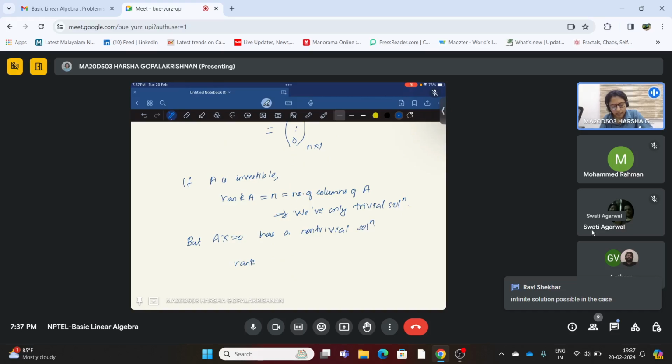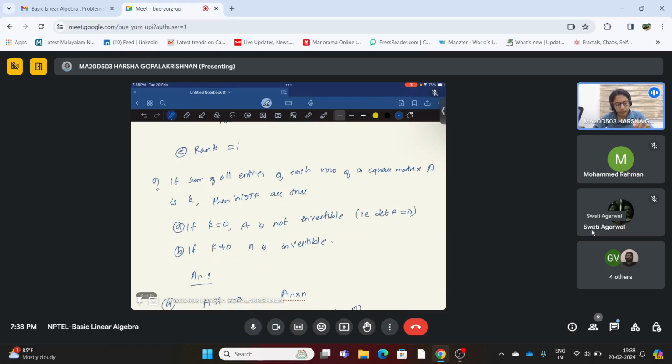Actually, infinite solutions are possible. Either we have a unique solution or infinite solutions. Finite solutions are not there. So what we got is that rank is strictly less than n. If rank equal to n, it is invertible. If rank is strictly less than n, it is non-invertible. That implies A is not invertible, that means det A equal to 0. That is our question, whether A is invertible or not invertible.